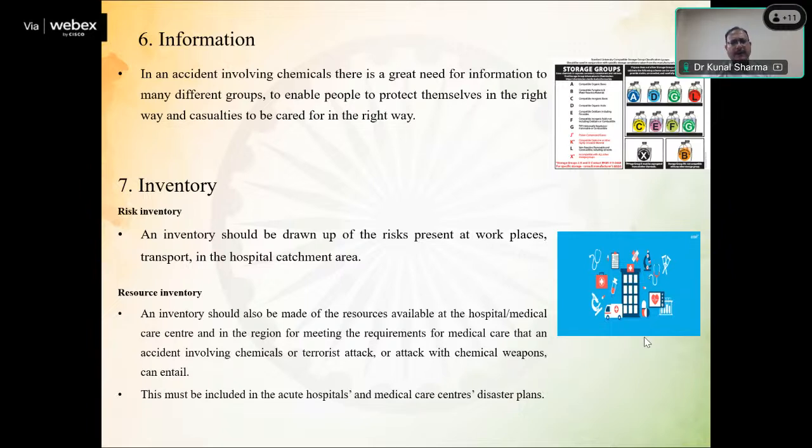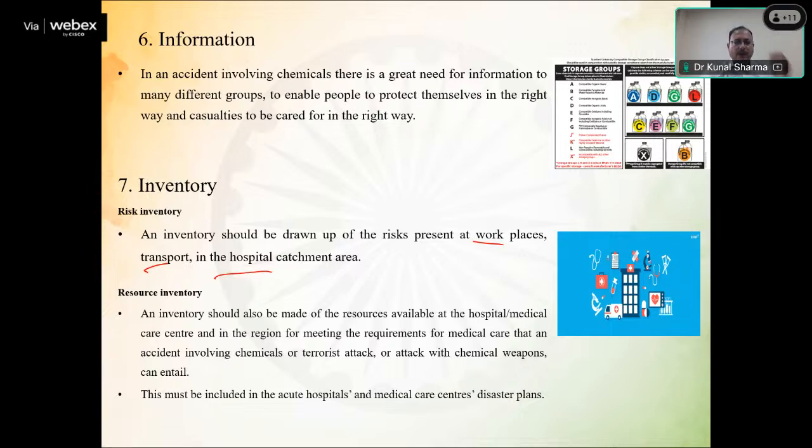Inventory, again, is divided into two parts: risk inventory and resource inventory. Risk inventory means an inventory should be drawn up of the risks present at the workplace, in transport, and in the hospital catchment area. That means you have to focus upon the area. Again, disaster is a state subject, so we have to focus upon that particular area.